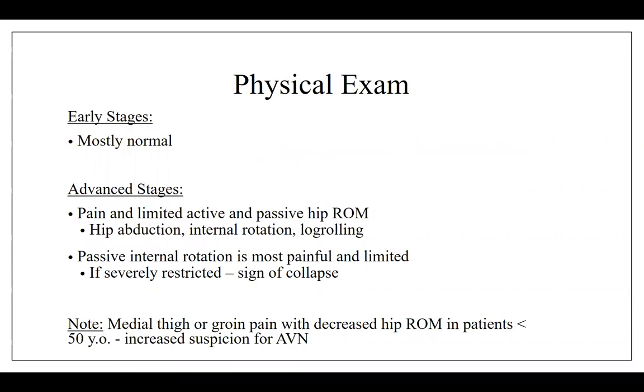In the early stages, the physical exam is mostly normal. However, in the advanced stages, these patients often have pain and limited active and passive hip range of motion. Passive internal rotation is often the most painful and limiting. And if it is severely restricted, it is often a sign of collapse of the femoral head.